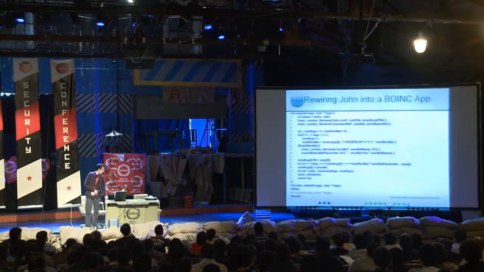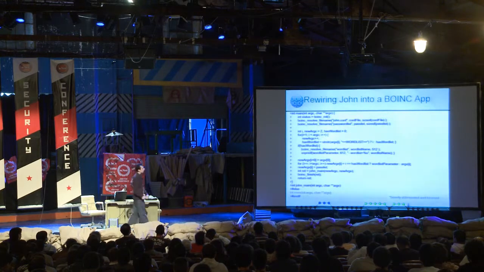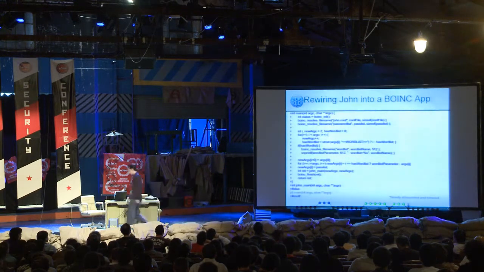John the Ripper goes into BOINC pretty easily. It was a little tricky. The patches are in the material, so you don't have to do the work that I did. We just rewrite main like we did before, and we build up the command line arguments.